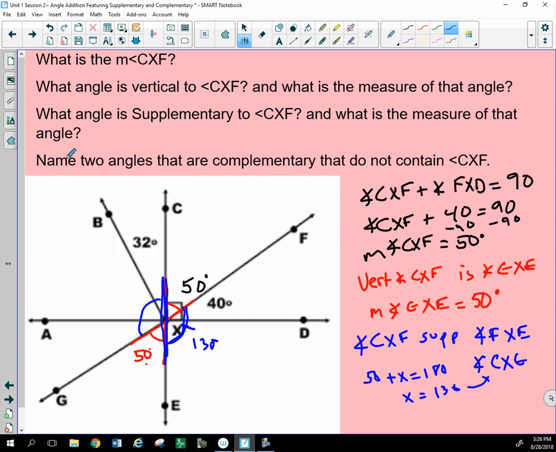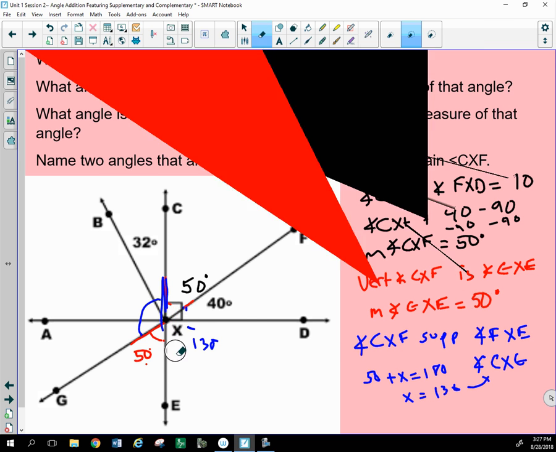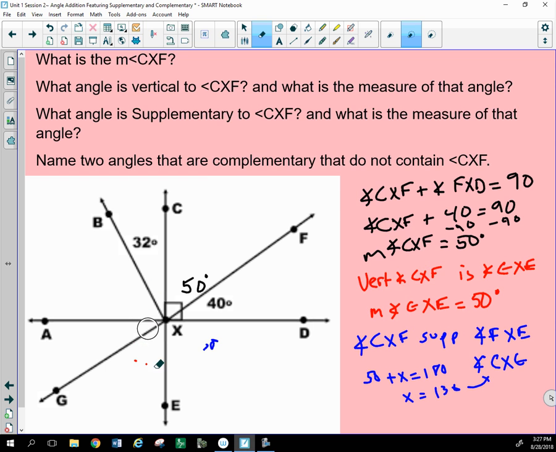And so finally, it says name two angles that are complementary that do not contain CXF. Let's clear out some of this mess so we can look at what's going on. If we're looking for complementary angles, we're looking for angles that add up to be 90 degrees. There are a lot of them here. We'll just go with this one right here, because those two make a straight line, so they add up to be 180 degrees. So these two angles right here must be 90, because 90 is taken up on the other side.